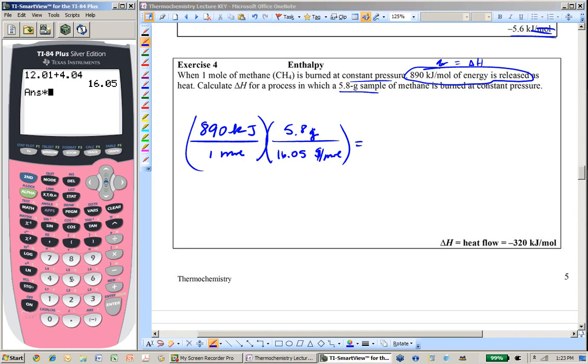So that times 5.8. Oh, wait. Oops. Should have done that the other way around. 5.8 divided by, go up and get it. I love the new operating system. There we go. There's my moles. So it's a fraction of a mole, as expected, times 890. A little bit of common number sense goes a long way with these. So I come out with 321.6. How many sig figs do I need? I see 2. I see 2, so I'm going with 2.